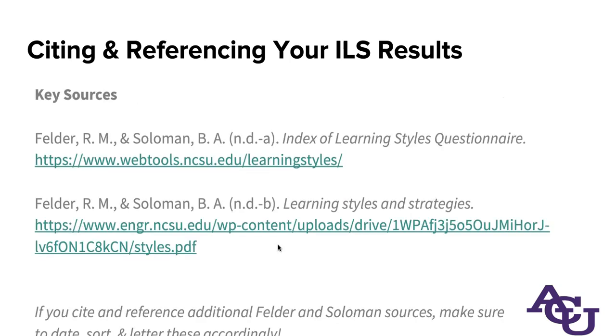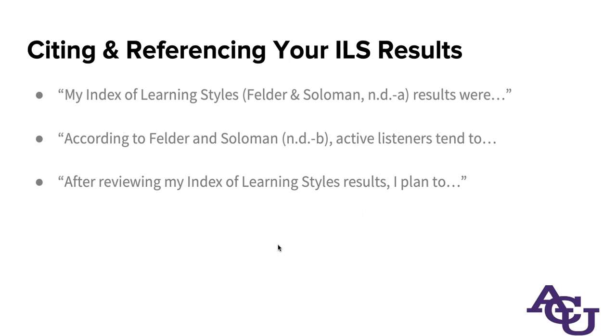Now, if you're citing the second one here, the learning styles and strategies, well, according to our reference entry so far, that's n.d.-b. So you just use that where the publication year will be. Oh, according to Felder and Solomon, active learners tend to. And once you've identified the source explicitly in the paragraph, you don't need to include the author-date citation every time you mention it. So after that initial sentence, you can say, oh, after reviewing my Index of Learning Styles results, I plan to, and then whatever you list out there.